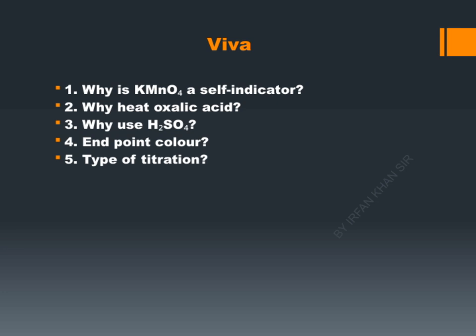Moving on to the endpoint color, it typically shifts from a deep purple to a faint pink or colorless, indicating that all the oxalic acid has reacted. Finally, this is a redox titration, because we're involving oxidation and reduction reactions, specifically the reduction of MnO₄⁻ ions and the oxidation of oxalic acid. All these points are interconnected and crucial for understanding how this titration works effectively in our analysis.